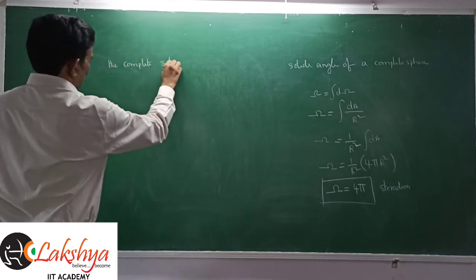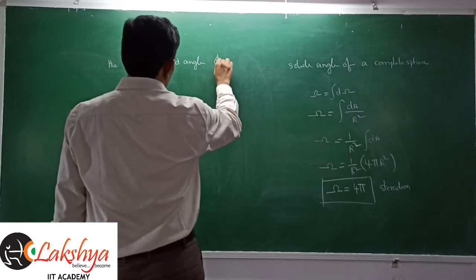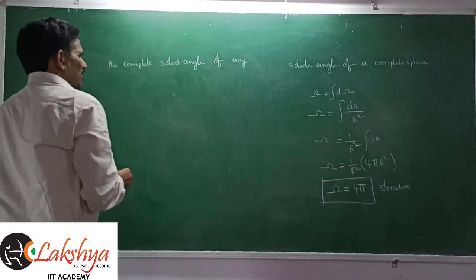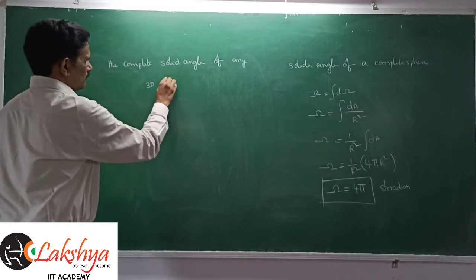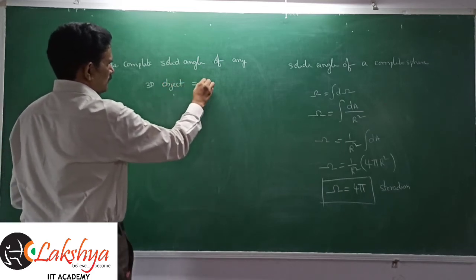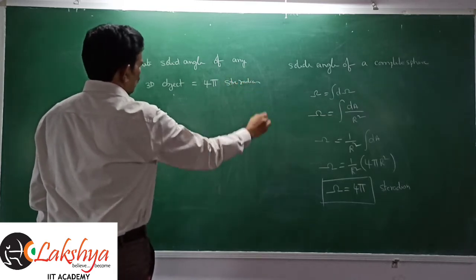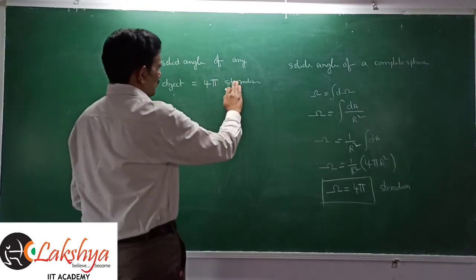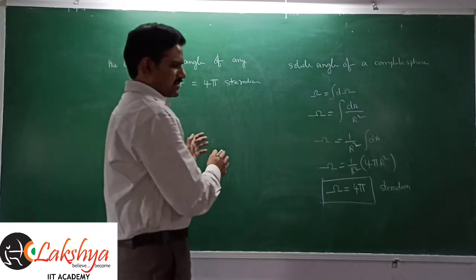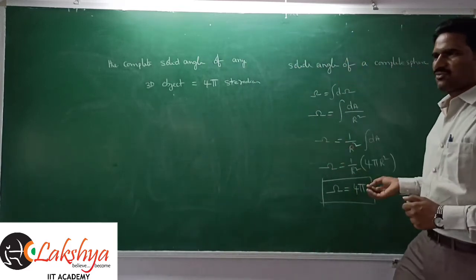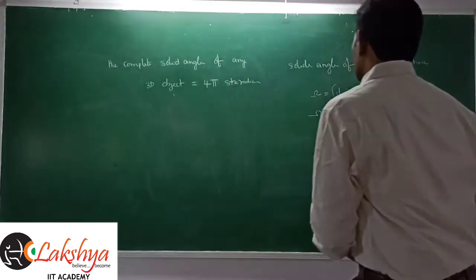The complete solid angle of any 3-dimensional, 3D, closed object we can write as 4 pi steradian. It is not only for the sphere. The sphere we can prove easily like this, but actually for any object you will get 4 pi only. So that's an important point there.